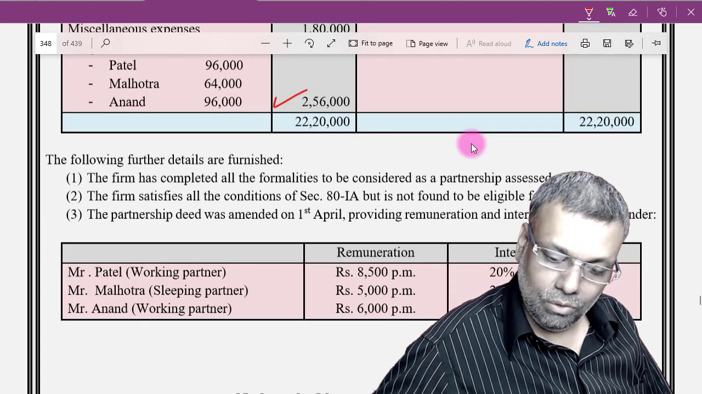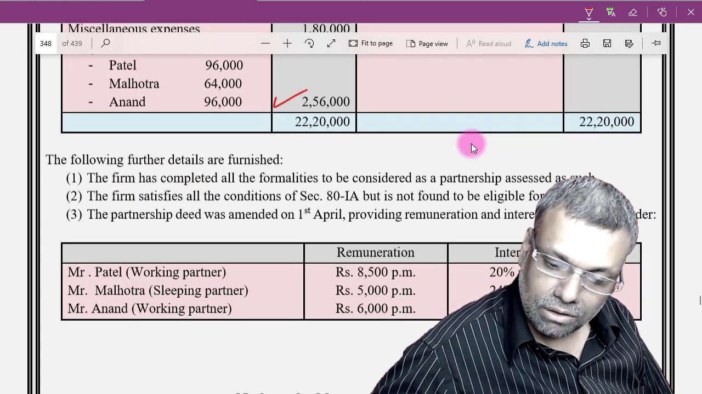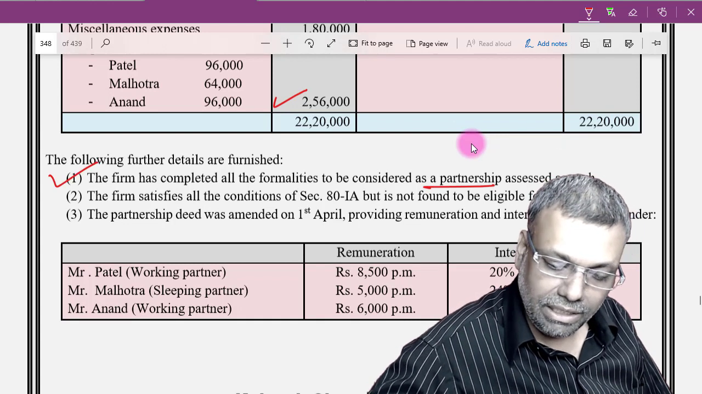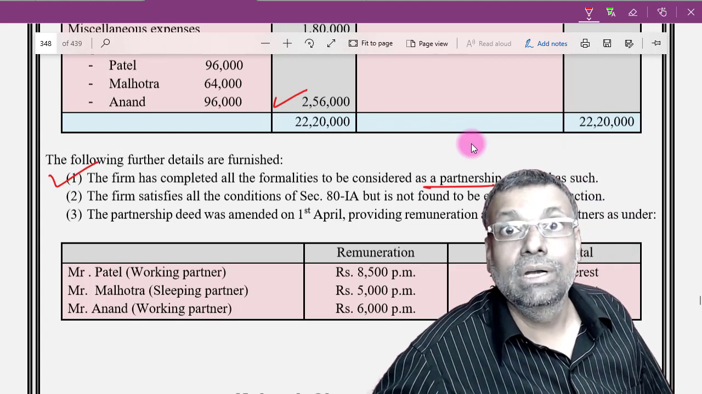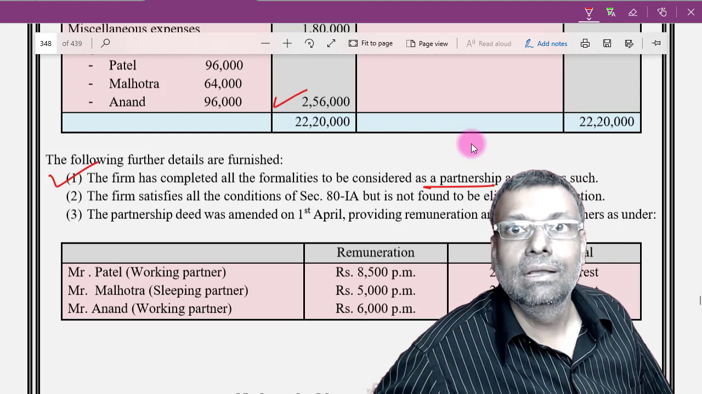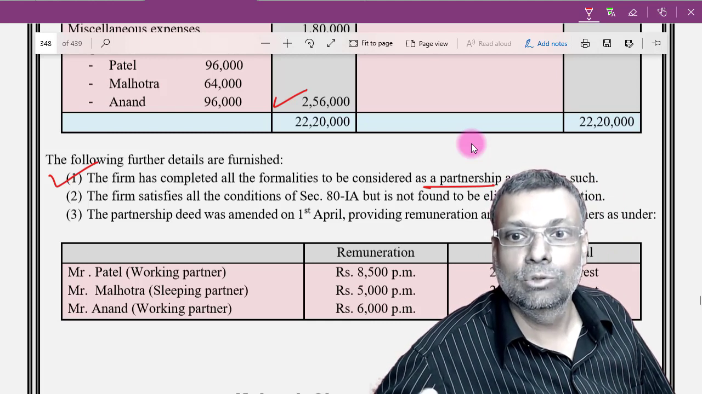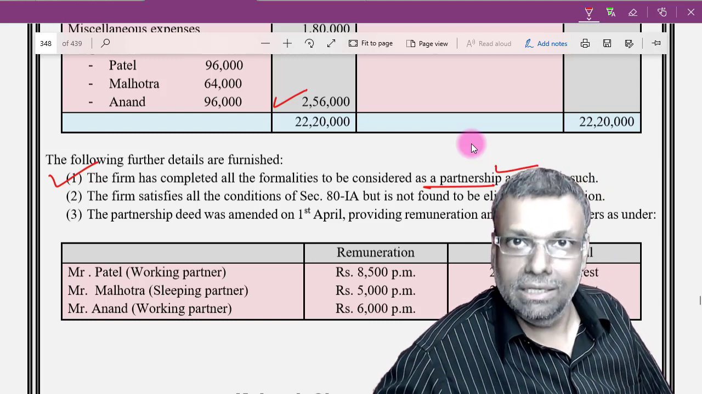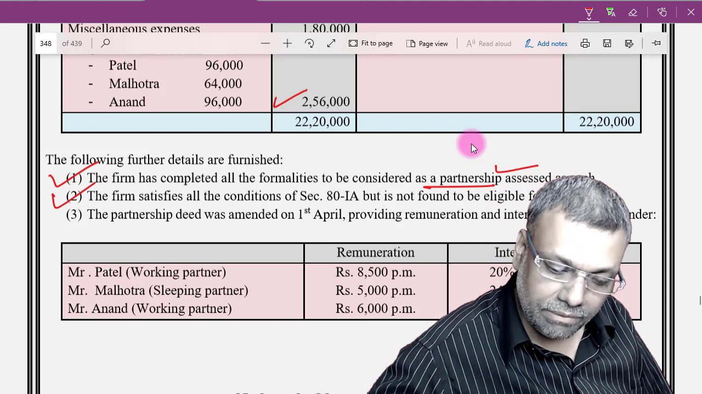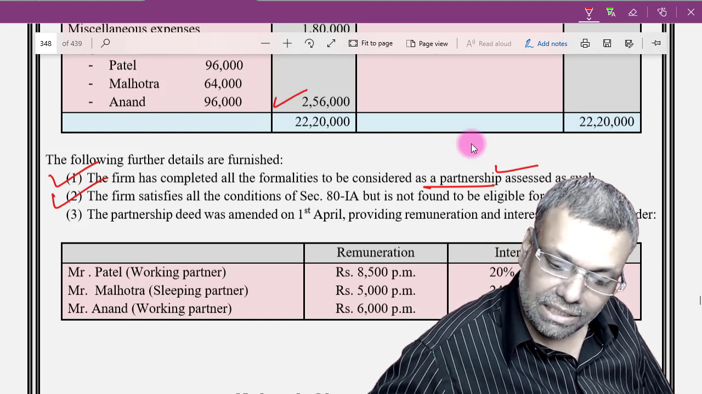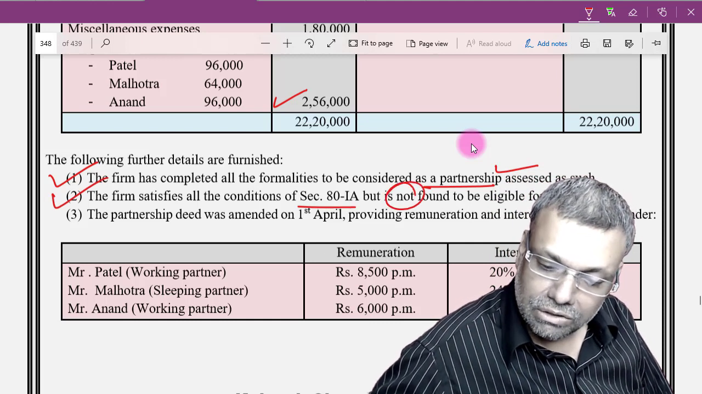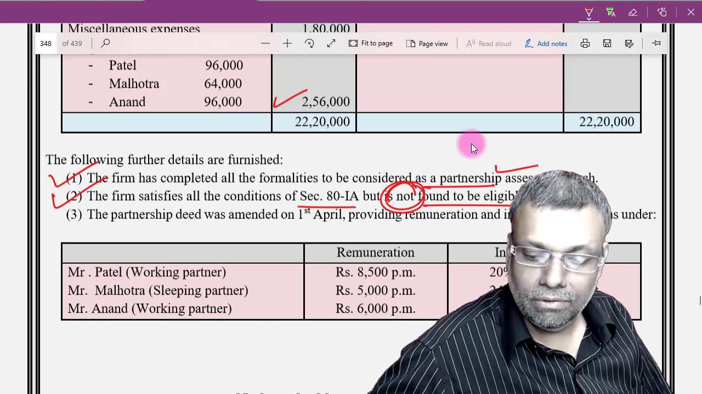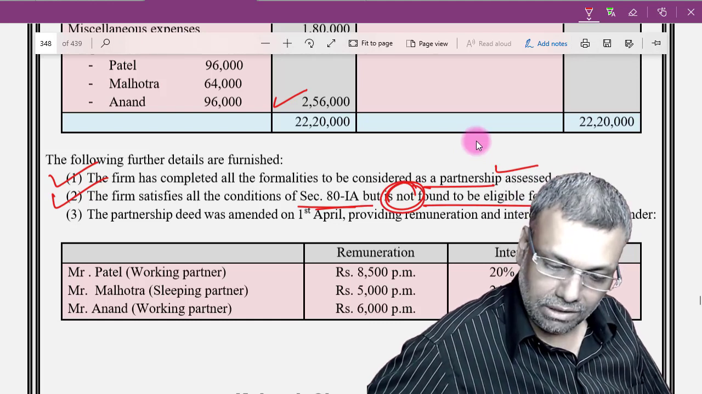Now I will do all the adjustments. Firm has completed all the formalities. What is the meaning of this point number 1? That section 184 conditions: in the first year there should be a document, the share should be determined. So all those conditions they have said. That means our section 40B eligibility is fixed. Firm satisfies all the conditions of ATIA but is not found to be eligible. So not found to be eligible, so forget ATIA, we will not give.